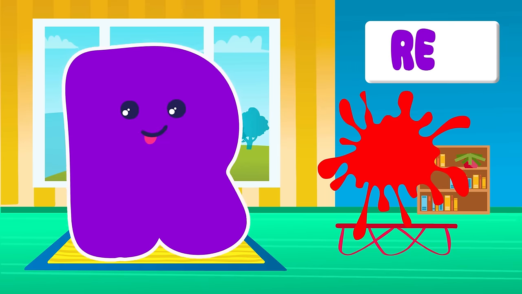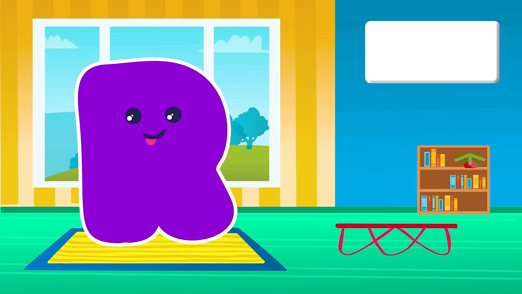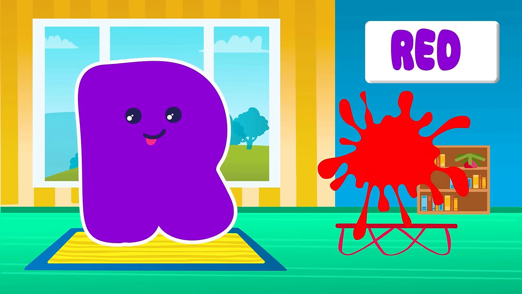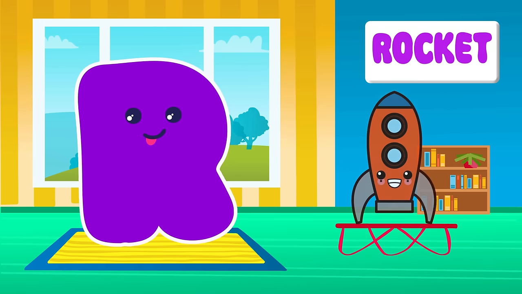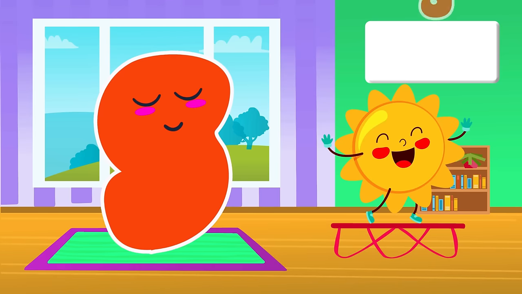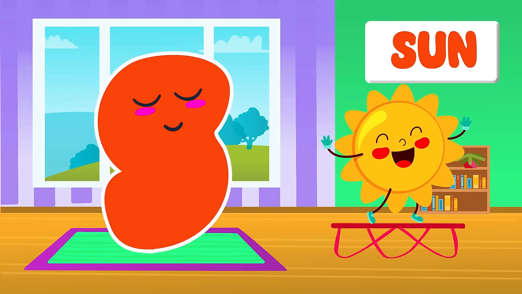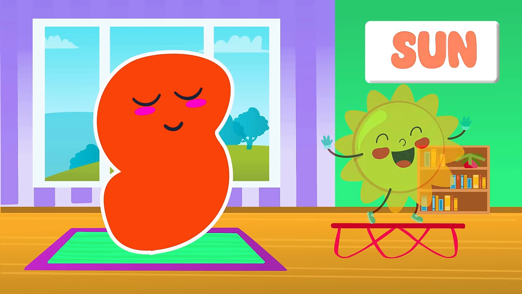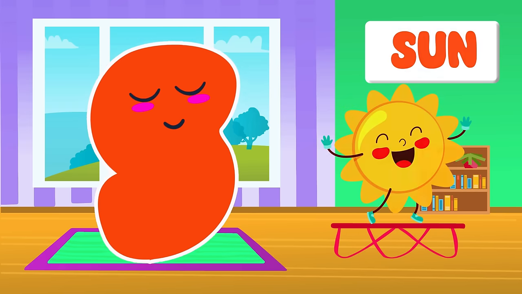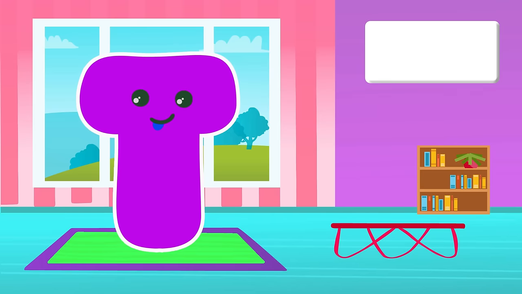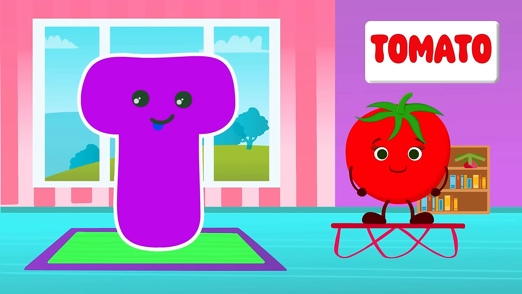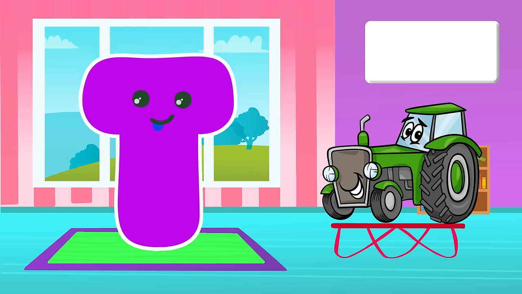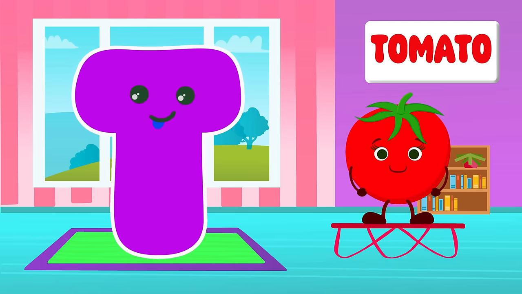R is for red. Red. R is for rocket. Rocket. R is for red. R is for rocket. S is for sun. Sun. S is for sunflower. Sunflower. S is for sun. S is for sunflower. T is for tomato. Tomato. T is for tractor. Tractor. T is for tomato. T is for tractor.